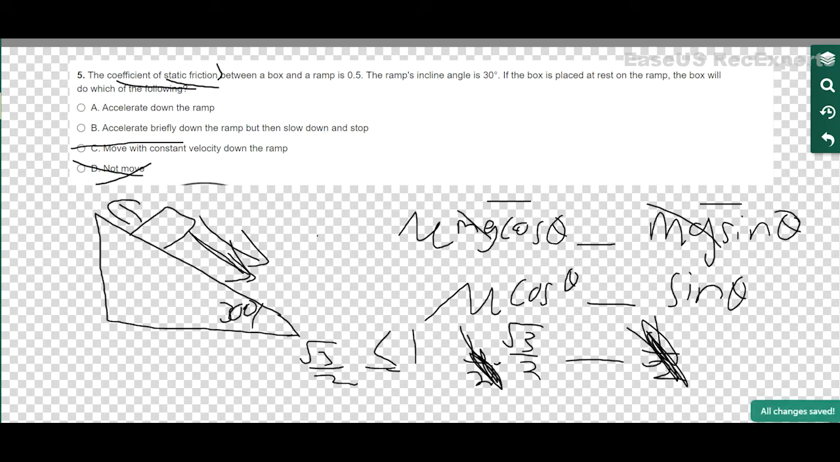So it is not with constant velocity. Now, accelerate briefly down the ramp, but then slow down and stop. There is no opposing force that comes here as far as we know. So we can cancel this out. And we do know that it does accelerate down the ramp, so A is our answer.